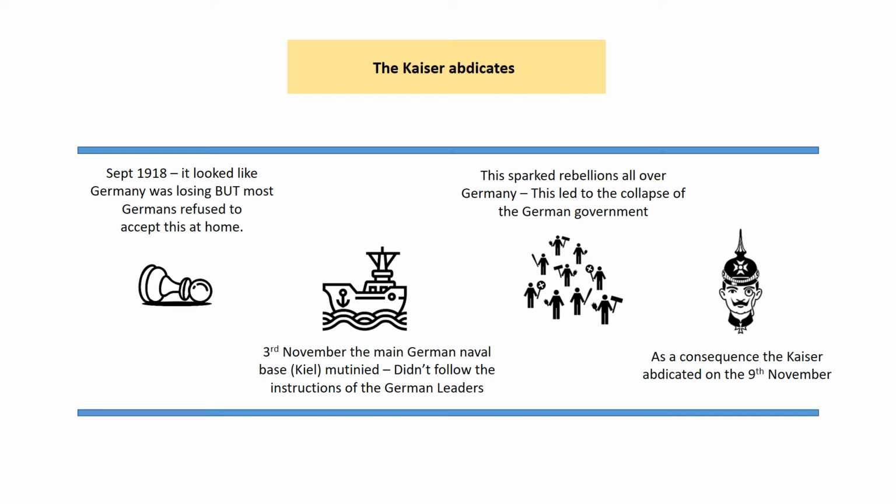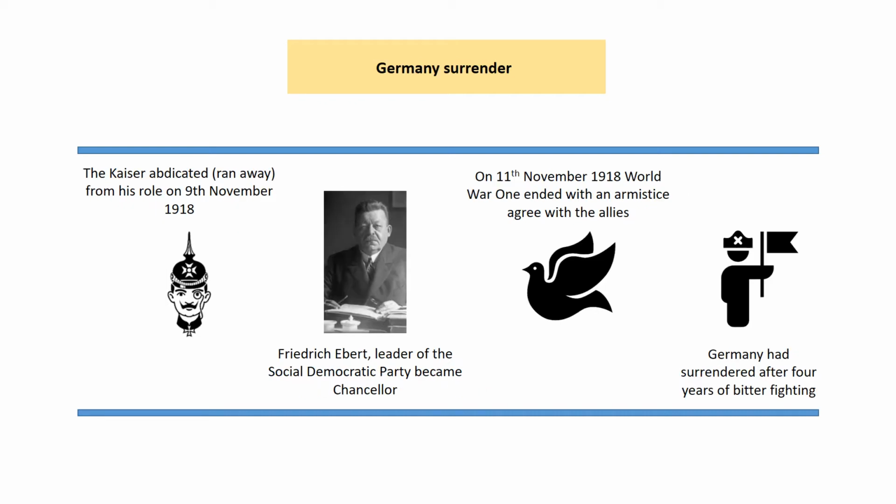So the main German naval base at Kiel, they mutiny against their leaders. So they lose control of their navy. And this sparks rebellion all over Germany. And it leads to the collapse of the German government that was led by the Kaiser. So what happens as a consequence on the 9th of November is the Kaiser abdicates. He no longer has control over Germany, so he has to leave his position.